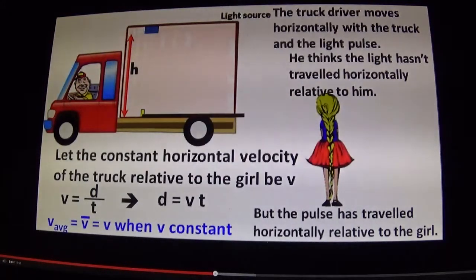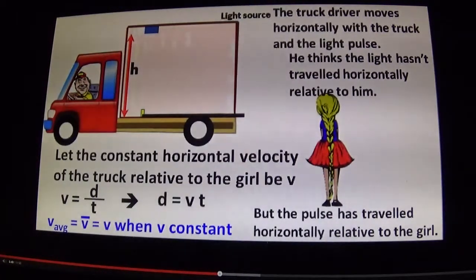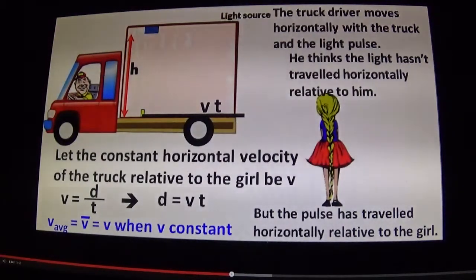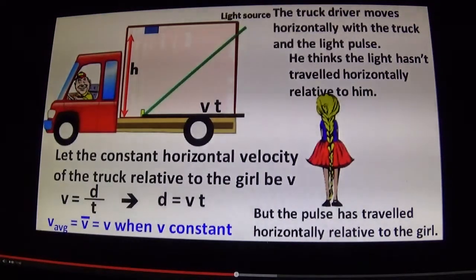And that black line represents that distance d. That distance d moved by the truck, but it's also the horizontal distance moved by the light source, moved by the light pulse, as seen by the girl. And let it be known as v times t. That green line represents the displacement, the magnitude of the displacement of the light pulse. It's the total distance covered as seen by the girl, the total distance covered by the light pulse.